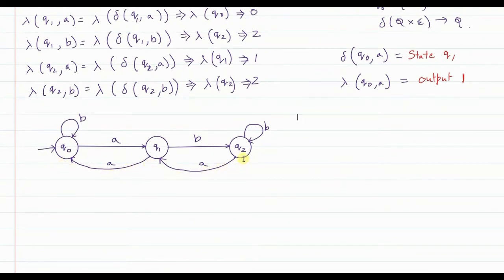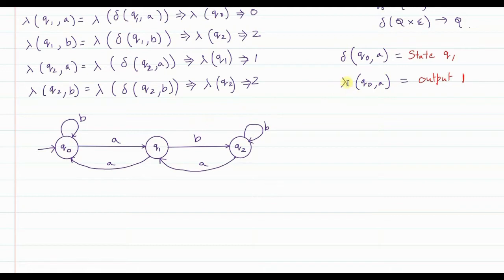Now what happens in a Mealy machine? In a Mealy machine, where do you write the output? You are writing the output along the transition lines, correct? So we will analyze this. Now delta of Q0 on A goes to state Q1. We know Q0 on reading A goes to Q1. The transition function delta is going to tell us, right?